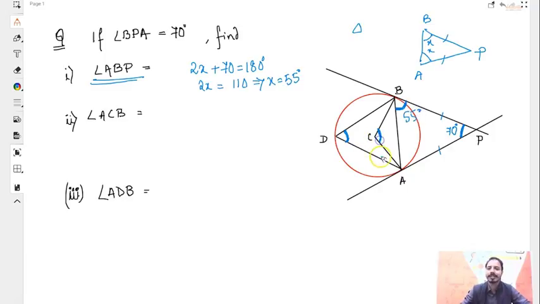So now what will be this? Yeah guys, try to solve this. So if this is 55, this is also 55. So what will be this angle guys? And what will be this angle?